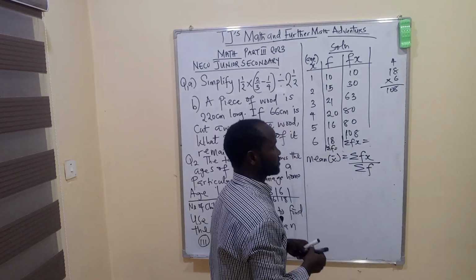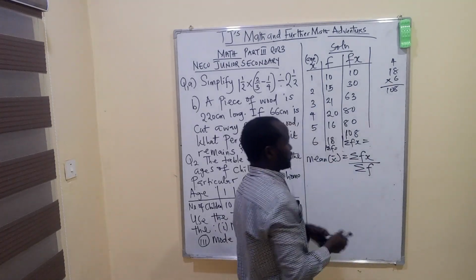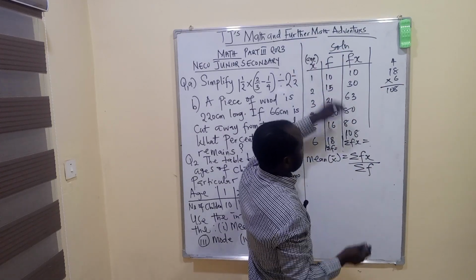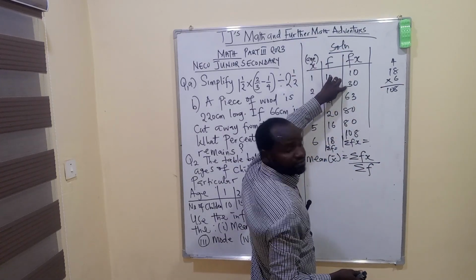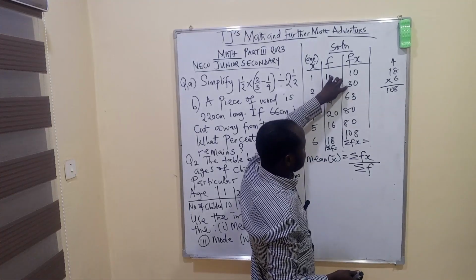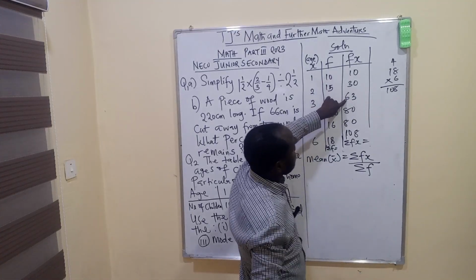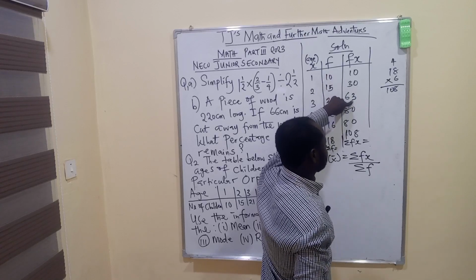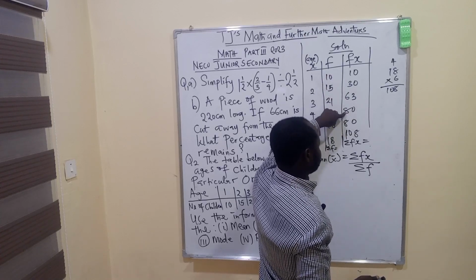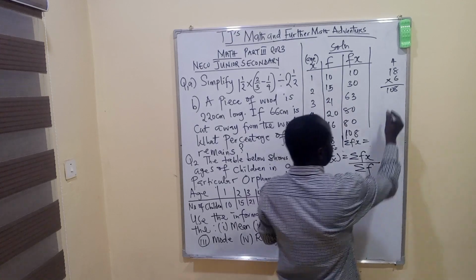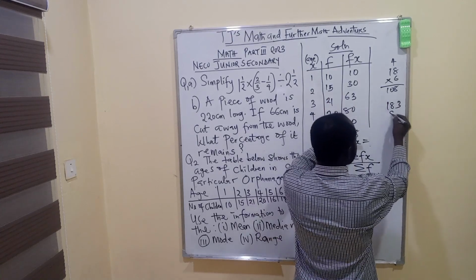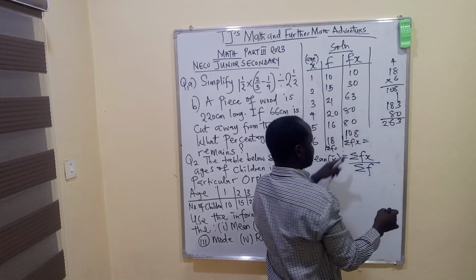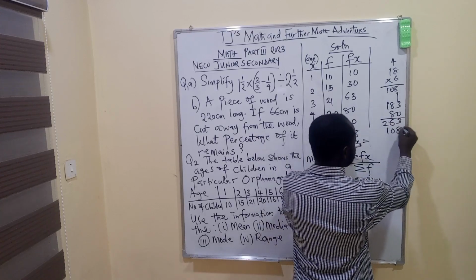Then we write down the summation fx here. We need to sum this. So we can either use our calculator to sum this, or we can sum it like that. Let's sum it and see. 10 plus 30 is 40. This is 100 and this 40, that's 103, 183. 183 plus 80. This is 3, this is 6 carry 1, that's 263 plus 108.